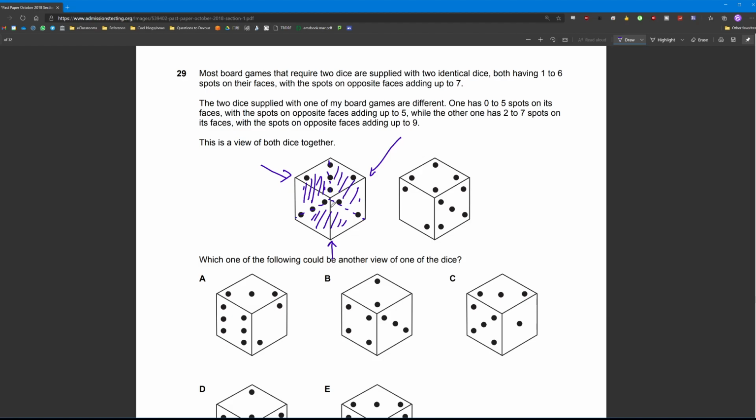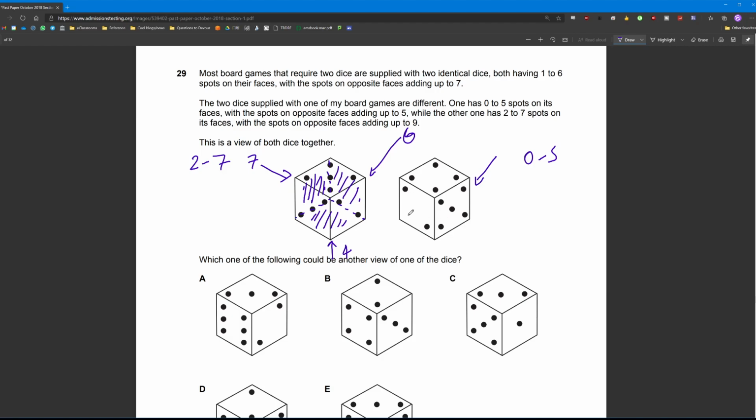So, for instance, this back side, this 5, 3, and 2, or this 4, 5, and 2, this one must be the 2 to 7 die, because if it was the first die, the 3 would be on the opposite side of the 2. So opposite to the 2 must be the 7, opposite to the 3 must be the 6, and opposite to the 5 must be the 4. And knowing that this is the 2 to 7 die, we can say that this must be the 0 to 5 die.